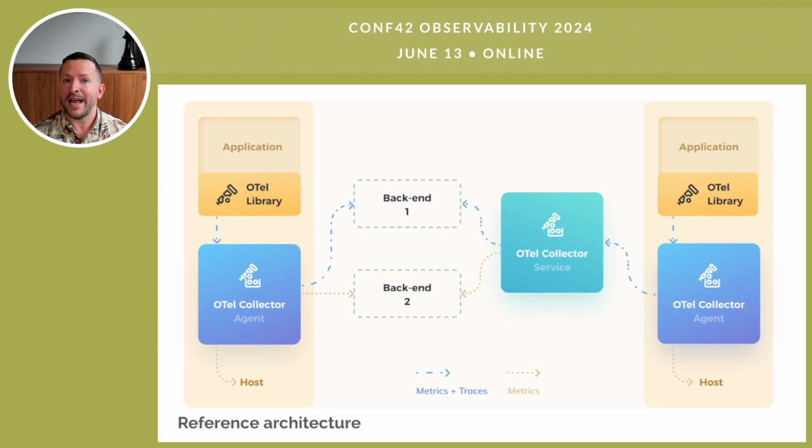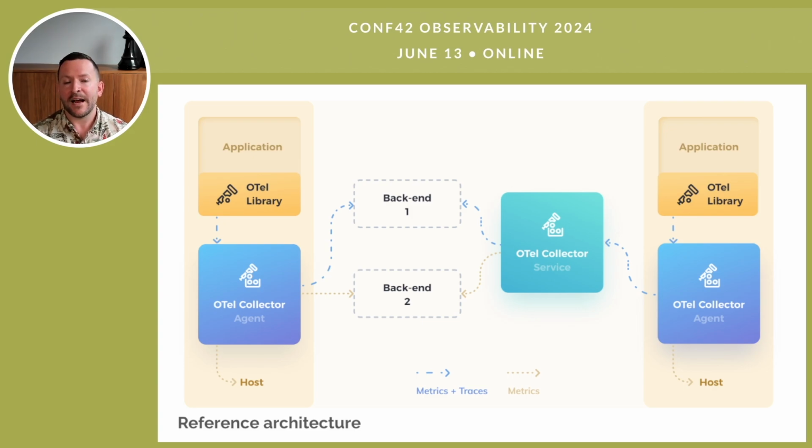Or it could be deployed as its own standalone instance, typically referred to as a gateway. This is usually clustered, so there's usually multiple of these instances, and this can act as a data aggregation or filtering layer. For example, if you wanted to do tail-based sampling, you would do it with the gateway instance.